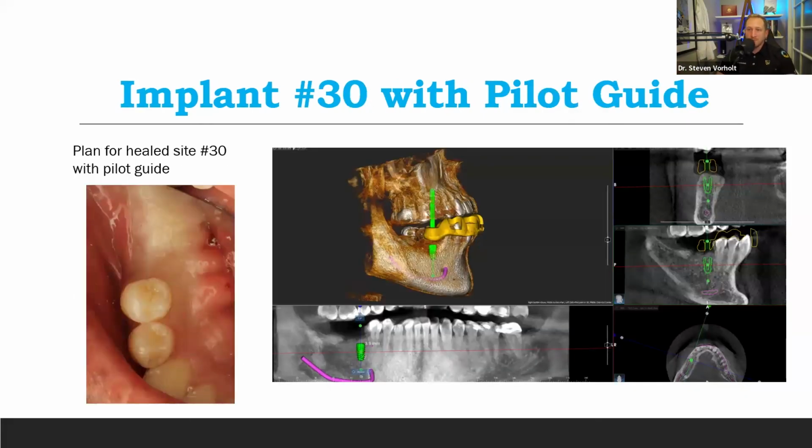Okay, case number 2, implant number 30. So once again, the patient just wants 1 tooth on the bottom. We do a pilot guide, lots of bone here.